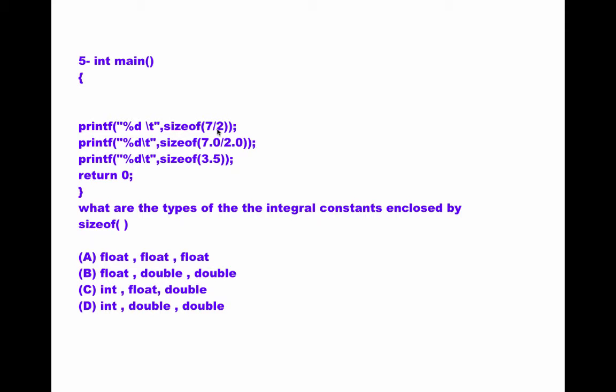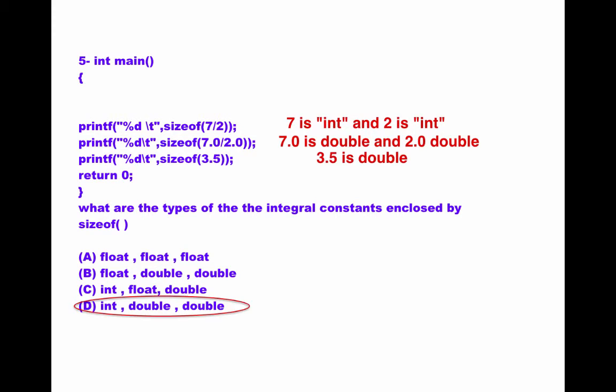Why is it double or not double? No, it's not double. Why? Because 7 is an integer and 2 is an integer. And when two integers are divided by each other, this will result in an integer. The second one is 7.0, just being a presence of a floating point. This makes the number a double. So double divided by double will give us double. The third one is 3.5. It's always double because there is just a floating point. So it's int, double, double.